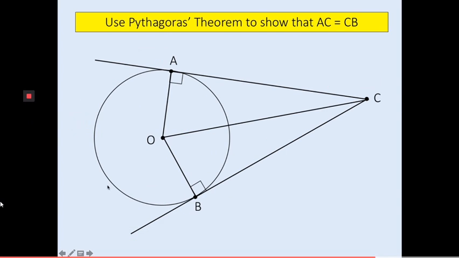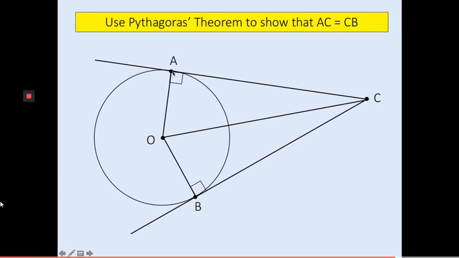Okay, here is another task for you to have a go at. This one is basically proving that the length of a tangent from a point to the circle and the length of this line from the same point to the circle in a different place, those two lengths are going to be the same. And we can use Pythagoras' theorem to show that. You might like to pause the video and have a go. If not, I'll give you a hint in a moment to get you started.